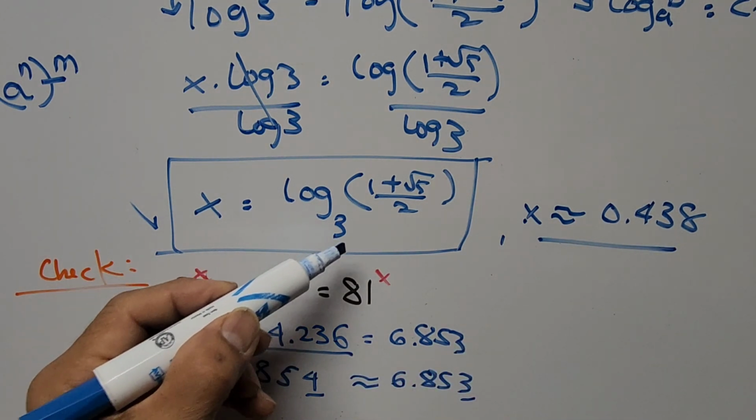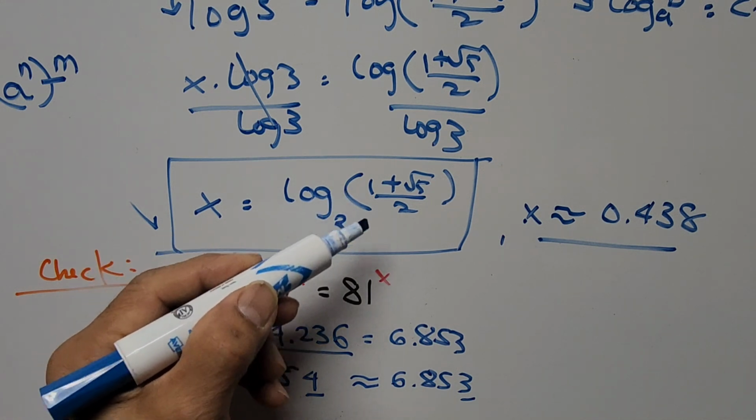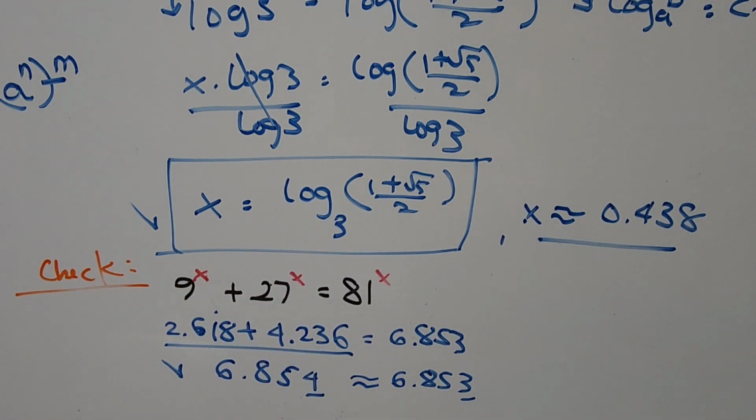The value of x is approximately equal to 0.438, or the exact value of logarithm base 3 of the quantity 1 plus square root of 5 divided by 2. And so that's all for now.